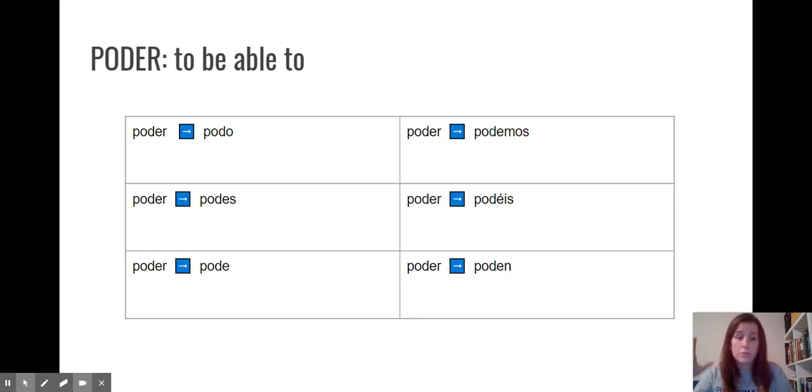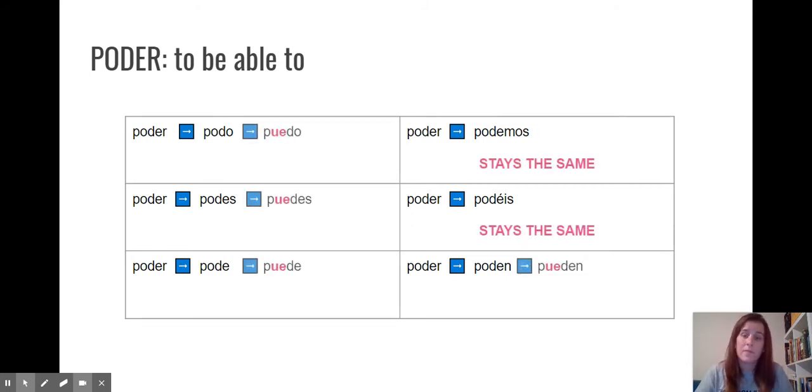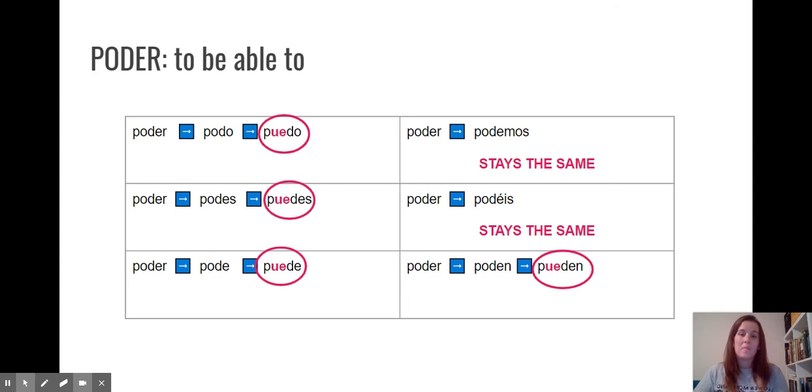Your final verb chart is going to look like this. We've got puedo, puedes, puede, podemos, podéis, and pueden. These four that I've just circled exist in the boot, so they get the stem change. You see that UE has taken the place of the original O, but for podemos and podéis, they stay the same.